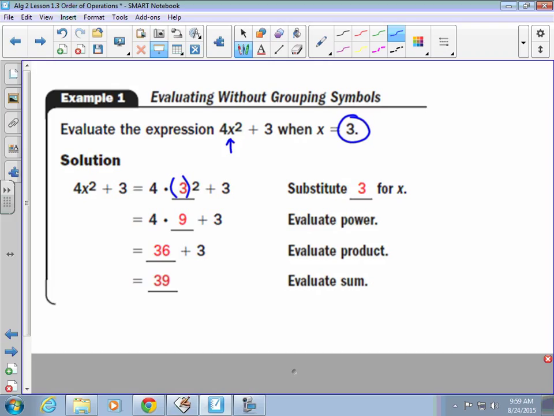Okay, so sub it in, do the exponents, do the multiplication, do the addition. And again, that's please excuse my dear Aunt Sally. Most of y'all are familiar with that. Parentheses, exponents, multiplication, division, addition, and subtraction.